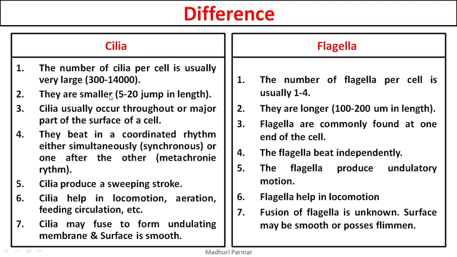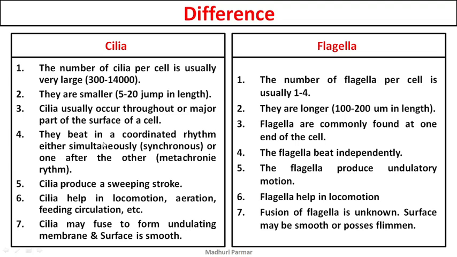Cilia are smaller in size, 5 to 20 micron in length, while flagella are longer, 100 to 200 micron in length. Cilia occur throughout the surface of the cell. They can be present on every surface of the cell, but flagella are normally found only on one end of the cell.